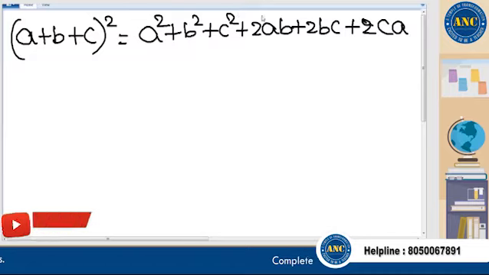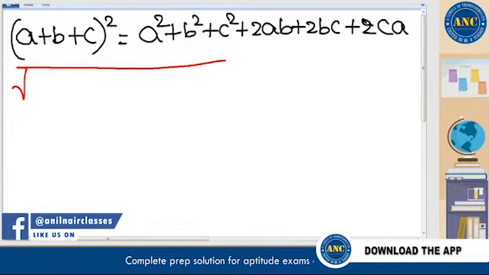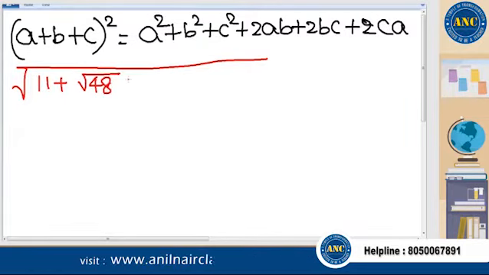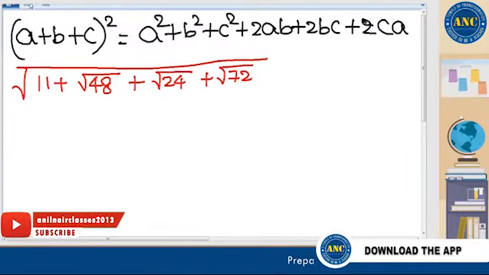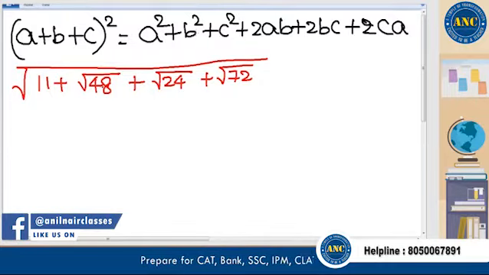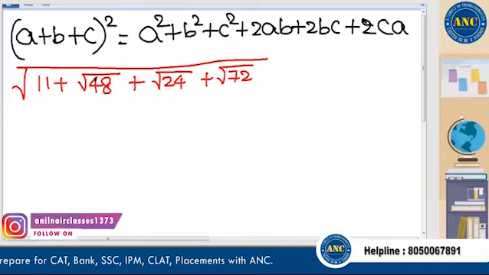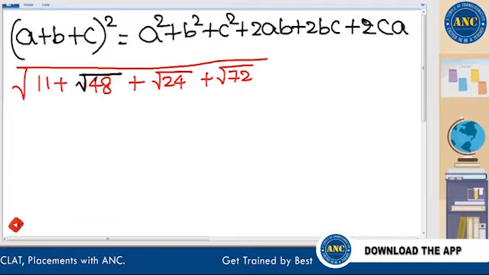Now listen carefully, sir. Suppose the question is like this: square root of 11 plus root 48 plus root 24 plus root 72. Now this is very difficult to solve because it does not have a 2AB term. It does not have an (A + B) whole square term.